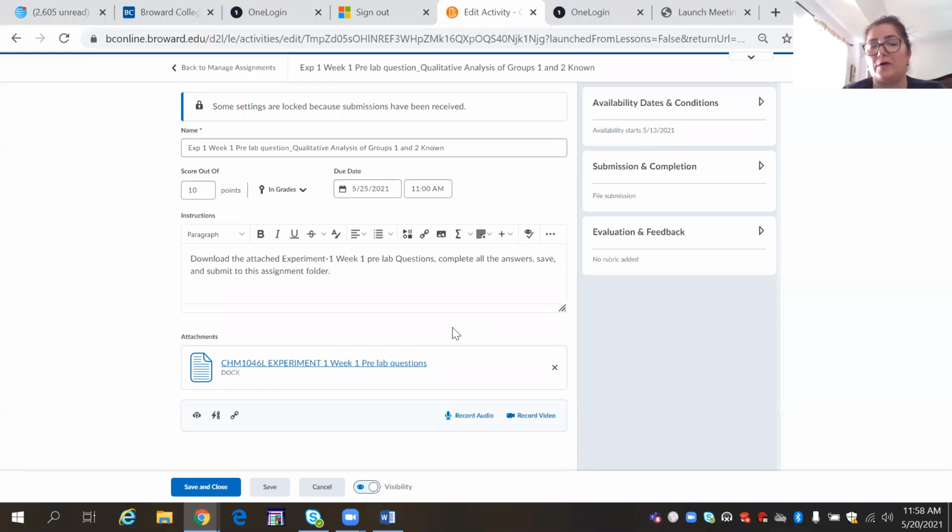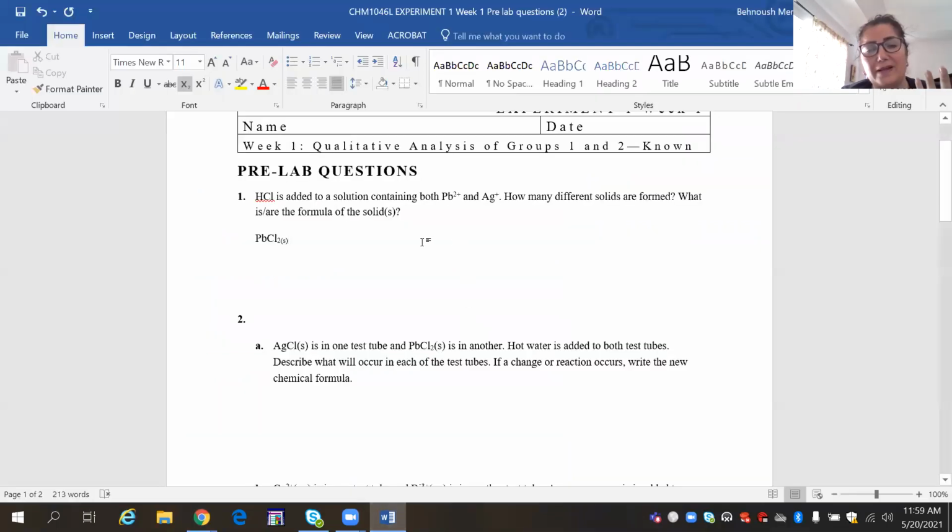Okay. Now, for the format, I'm glad you clarified your question. For the format, you look at the question. For example, this first question is asking how many different solids are formed. Then you just say 2 solids are formed, if the answer is 2. If 5 solids are formed, you just say 5. And it says, what is or are the formula of these solid compounds? Then you would just write the formula for it.